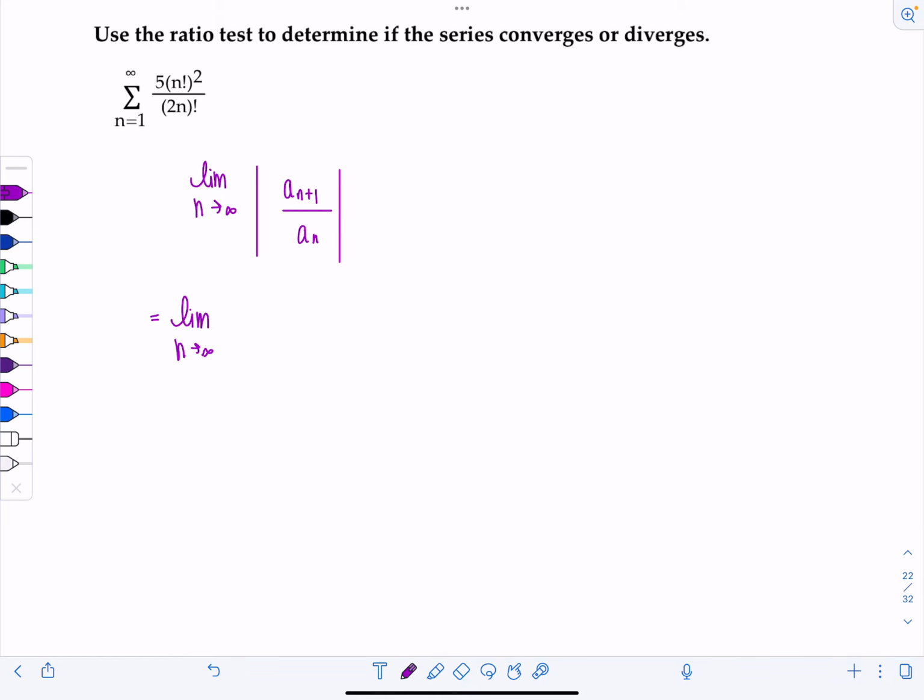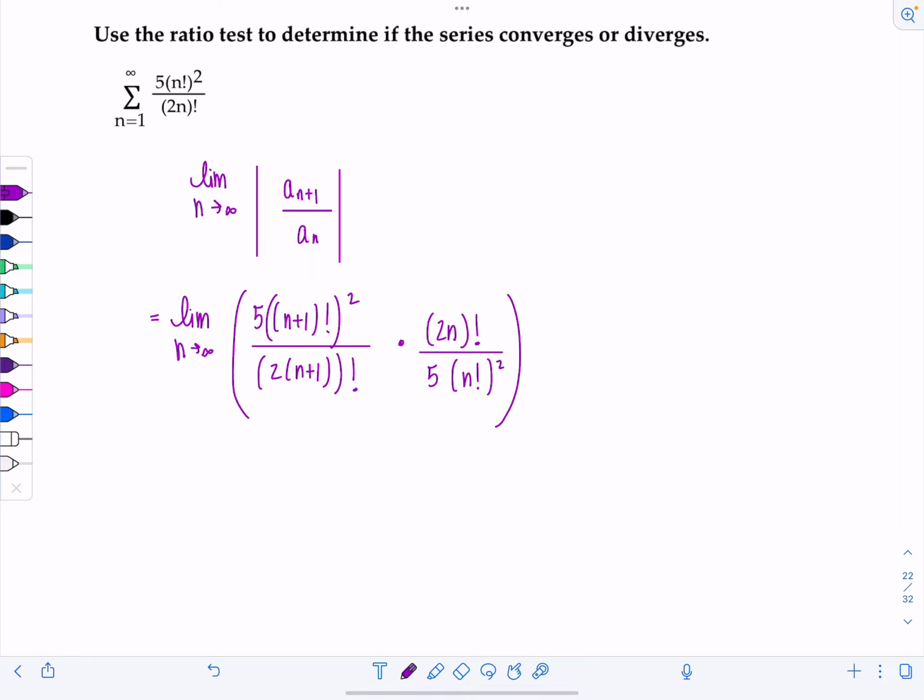Okay, a_(n+1) is going to be 5 times (n plus 1) factorial, squared. Yes, don't be scared. Over 2 times (n plus 1) factorial. Divided by a_n, so I'm going to just already multiply by the reciprocal, so (2n) factorial over 5 times (n factorial) squared. Okay, clean it up.